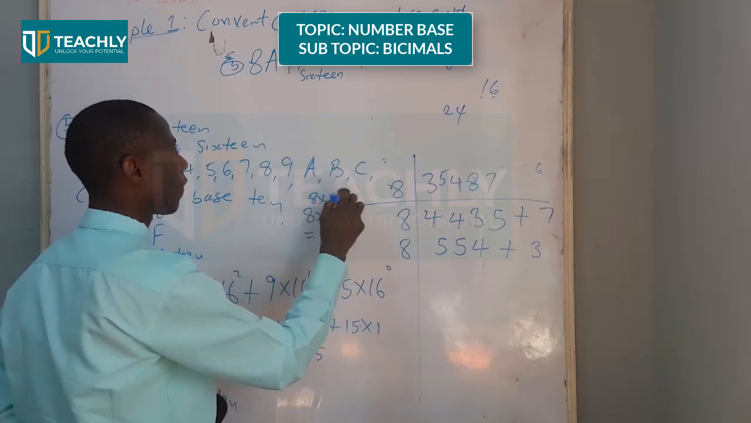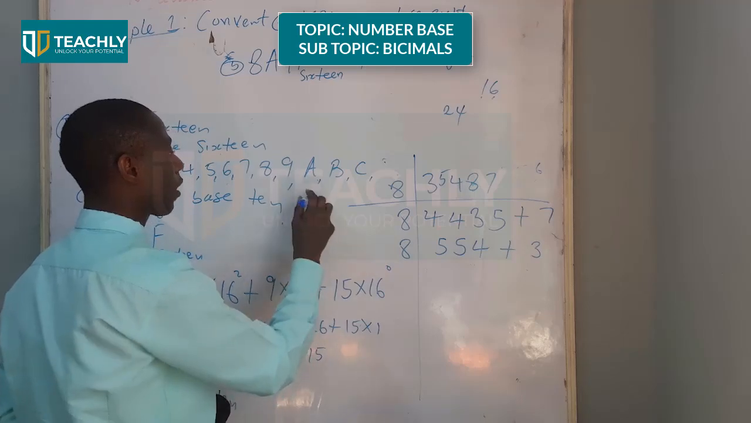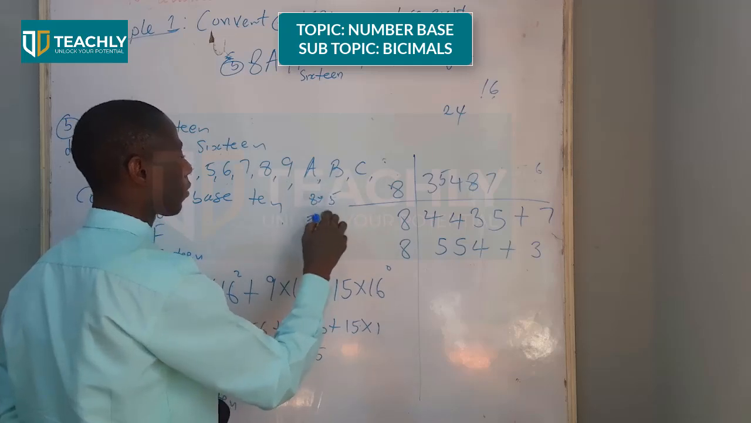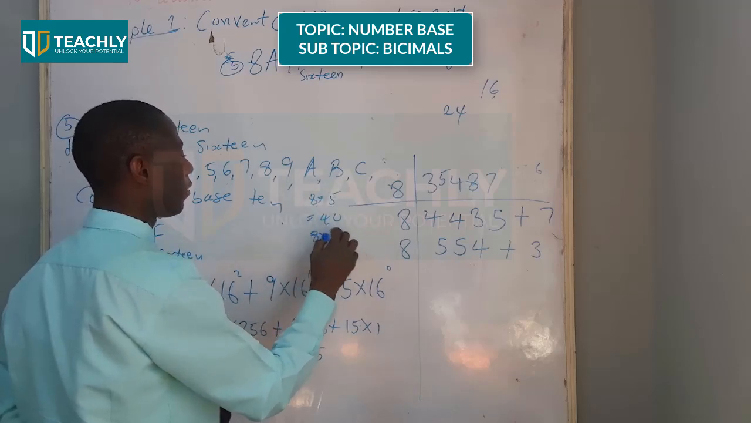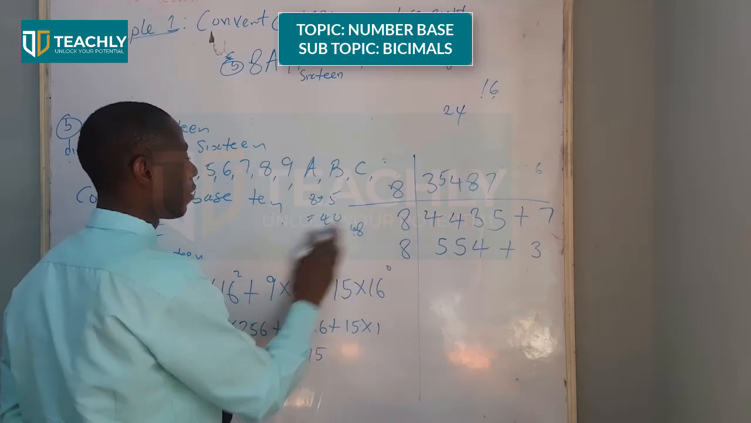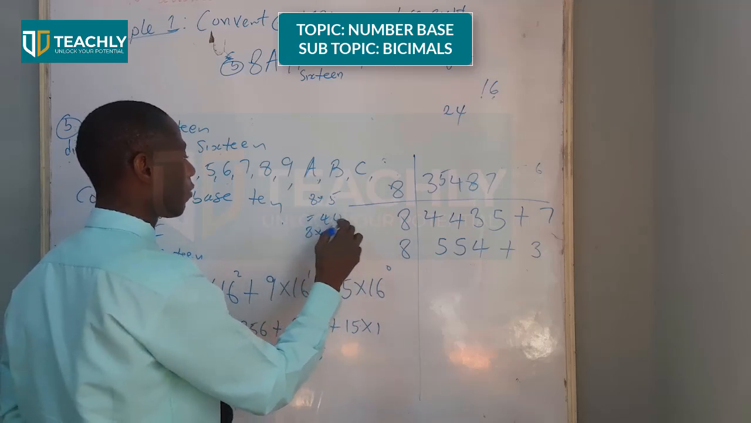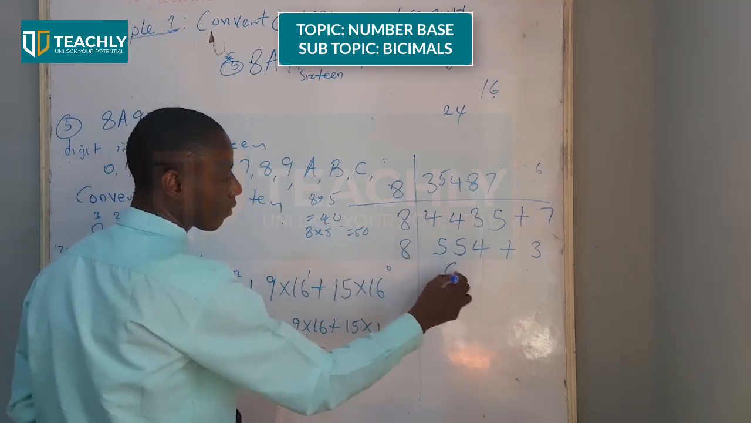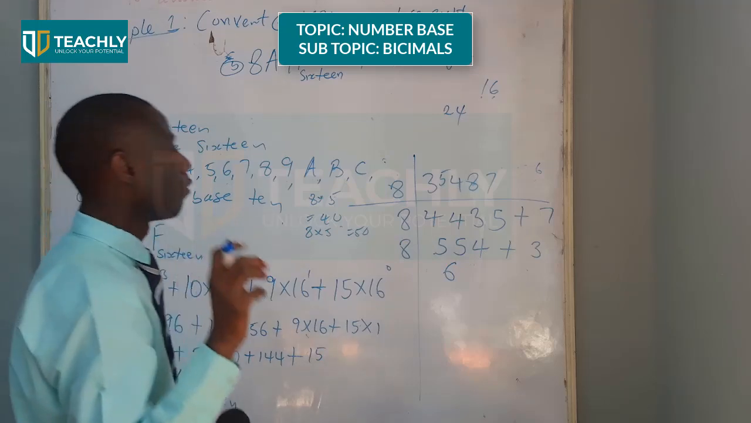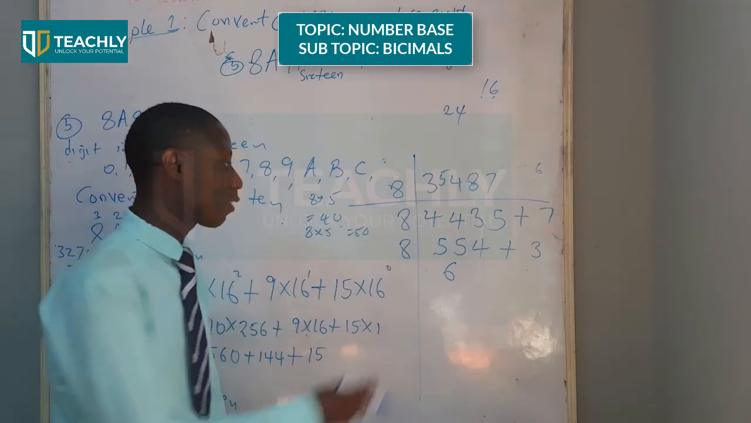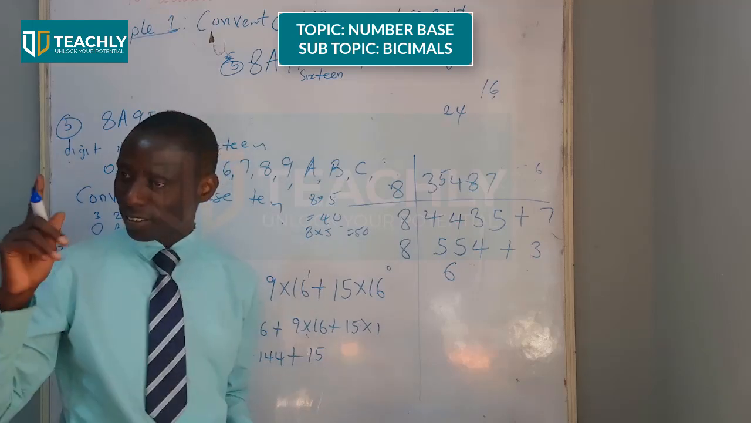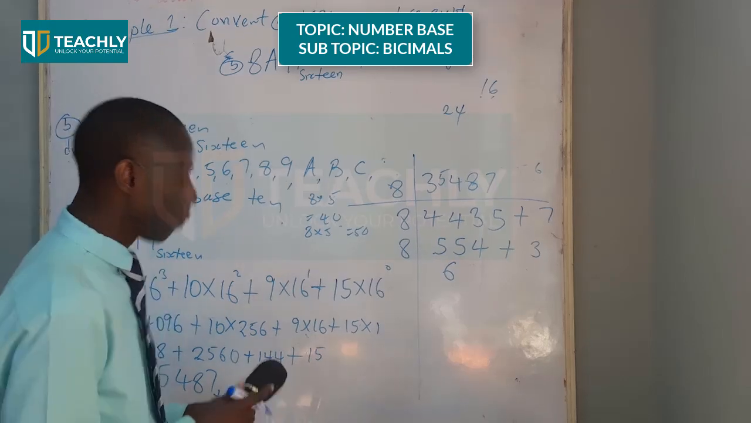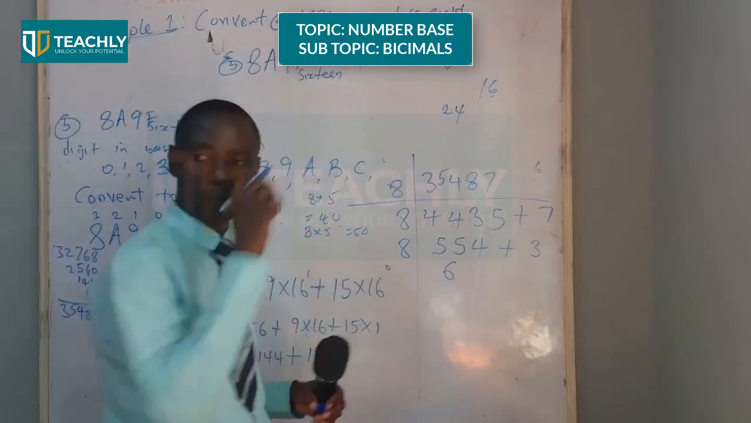8 times 5 is 40. 8 times 6 should be 48. Then 8 times 7 should be 56. So that 8 in 55 we still get 6, which is 48. And 55 minus 48, remainder 7. So I will now bring that 7 here to this one, 74.